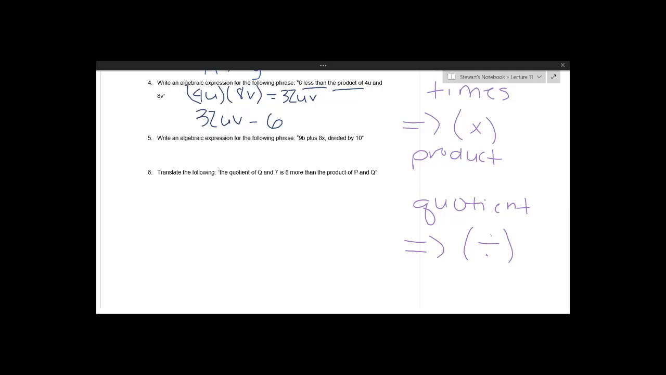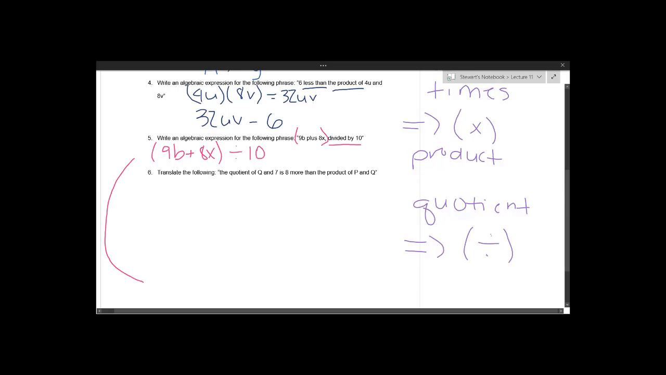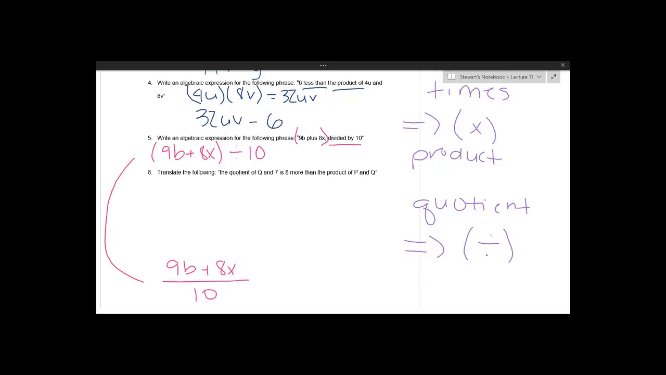Now this punctuation is extra important, that's why I said it. Because when it says comma, that means they want us to consider first 9b plus 8x together, and then divide by 10. So to do this, we'd have 9b plus 8x considered first, divided by 10. Or if you wanted to write it a different way, we'd have 9b plus 8x, the whole quantity, over 10, if you wanted to write it like a fraction. Either way.